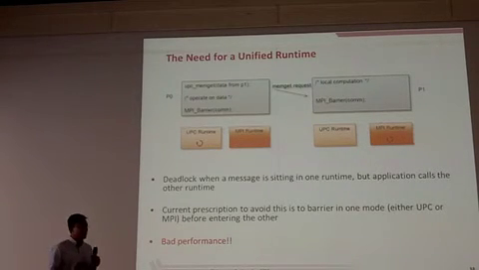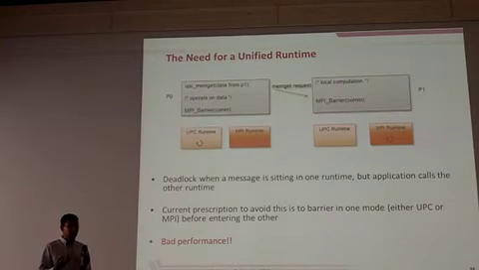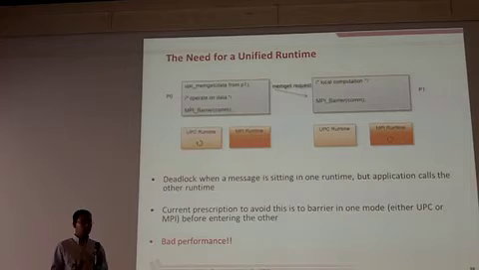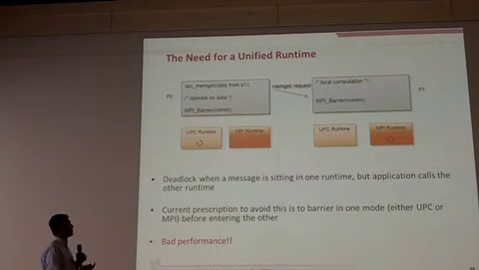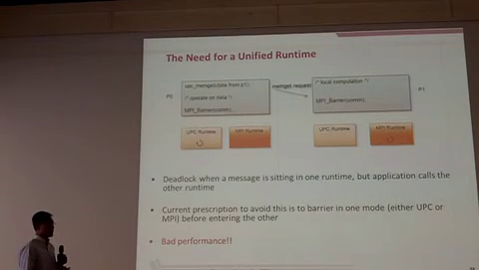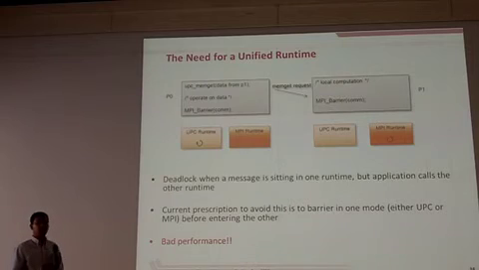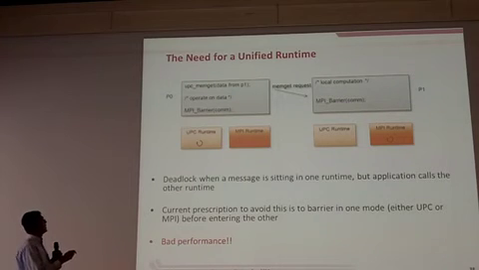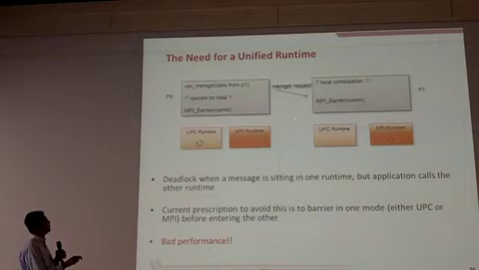So why do we actually need a unified runtime if we just want to use both things together? Here's one example of what happens when you mix a one-sided programming model with a two-sided programming model. Here, P0 is trying to do a memory get from P1.